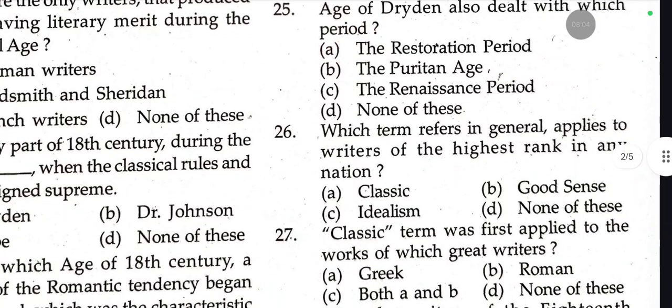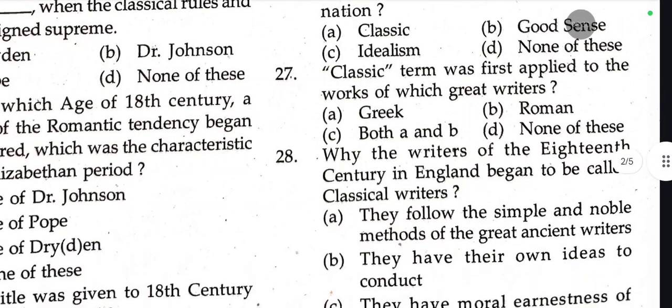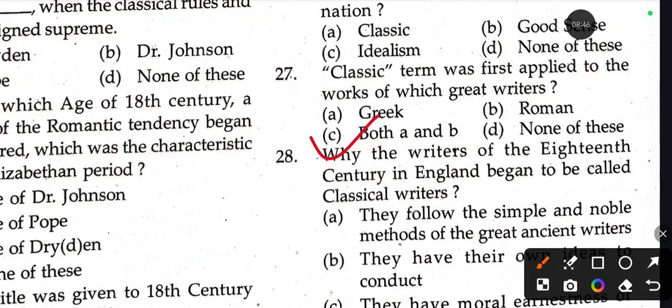Question number 26. Which term in general applies to writers of the highest rank in any nation? The writers of the highest rank are called classic. Question number 27. Classic term was first applied to the work of which great writer? Classic term was first applied to the work of both Greek writers and Roman writers. So answer C will be the option.